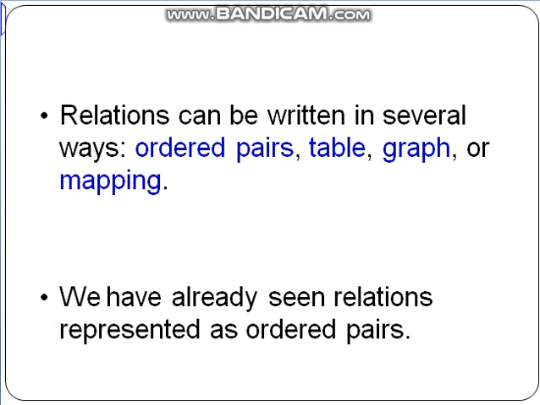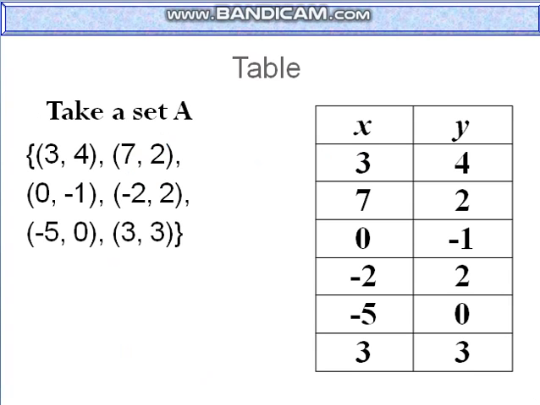A relation can be written in several ways: ordered pair, table, graph or mapping. We have already seen relation represented as ordered pairs in the last pages. In the form of a table, take a set (-3, 4), (7, 2), (0, -1), (-2, 2), (-5, 0) and (3, 3). In the table representation, all x values come in one column and all y values come in the second column. For example, 3, 7, 0, -2, -5 and -3 are x coordinate values, and the y coordinate values are 4, 2, -1, 2, 0 and 3.